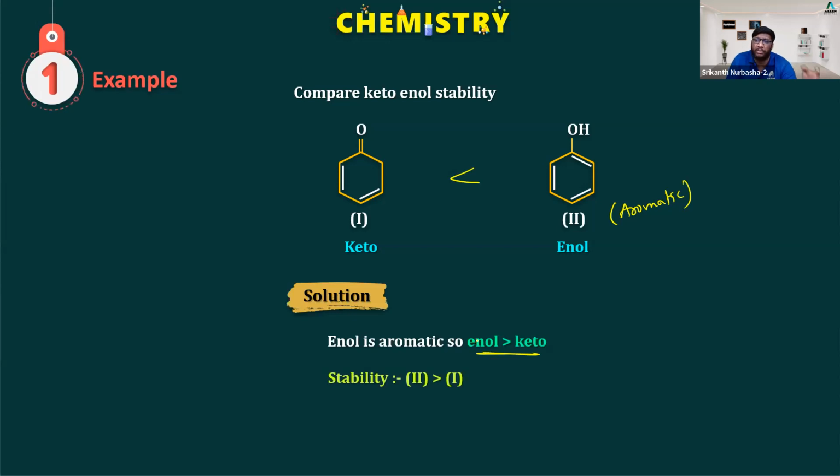Generally, keto should be more stable because of C double bond O, but there are some cases where enol will be more stable because of aromatic nature, extended resonance, or intramolecular hydrogen bonding. Okay, 2 should be greater than 1.